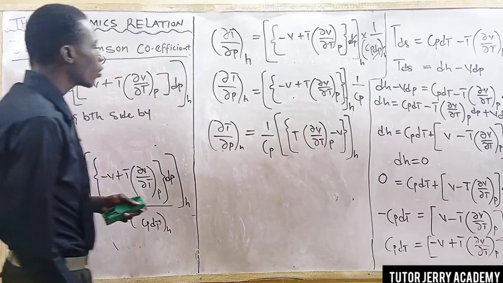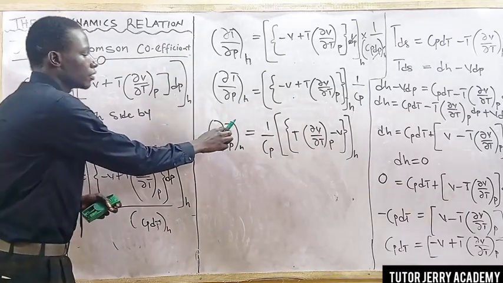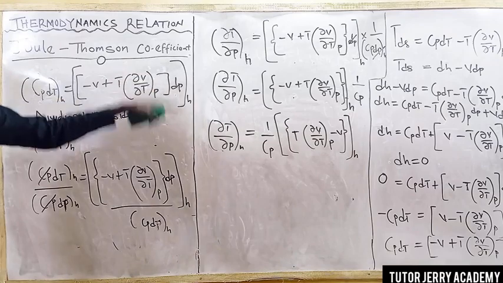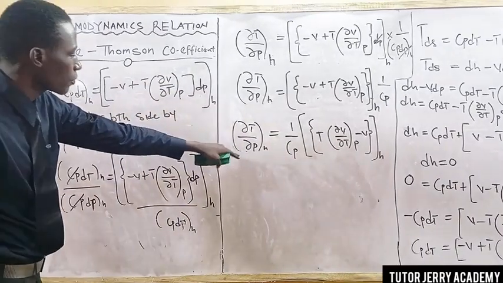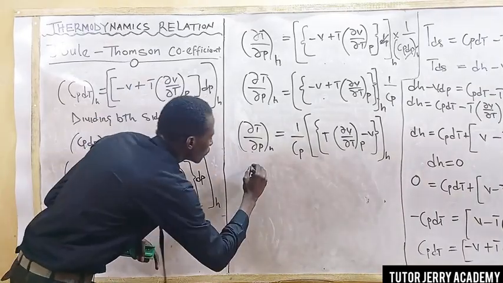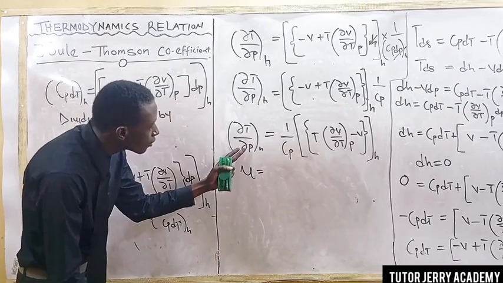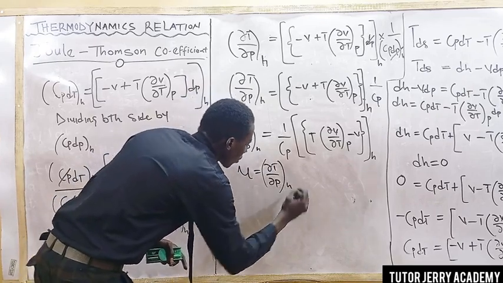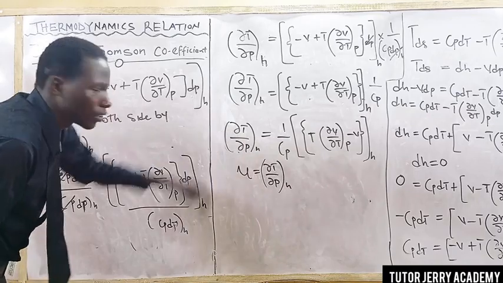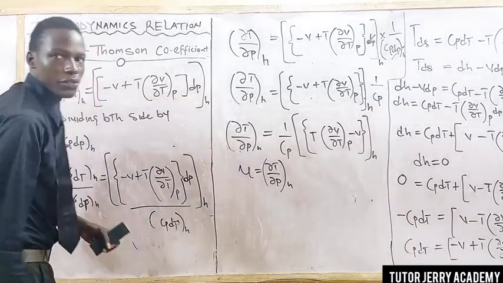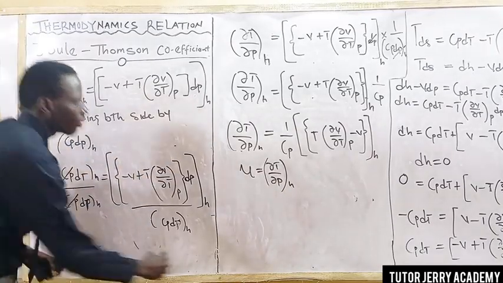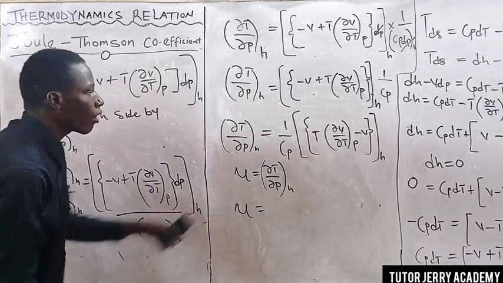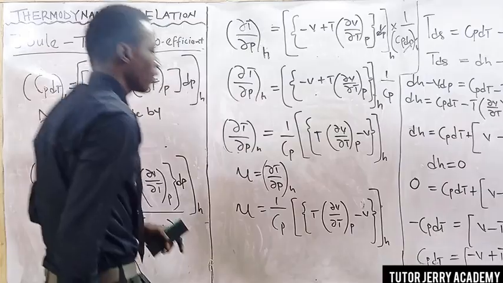We know that the partial derivative of T over the partial derivative of P, keeping H constant, is the Joule-Thomson coefficient. Since mu, the Joule-Thomson coefficient, is equal to this, we can substitute it in this equation. So the equation will become mu equal to 1 all over Cp. This is what we have.